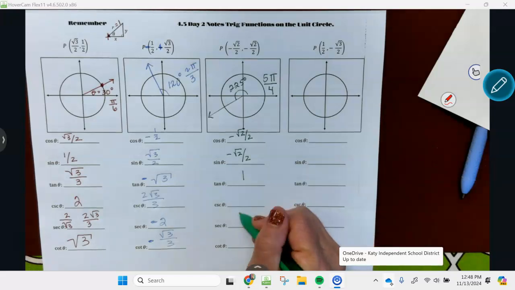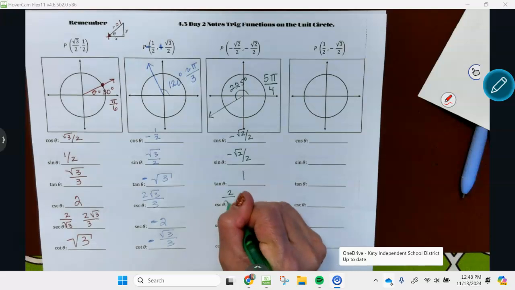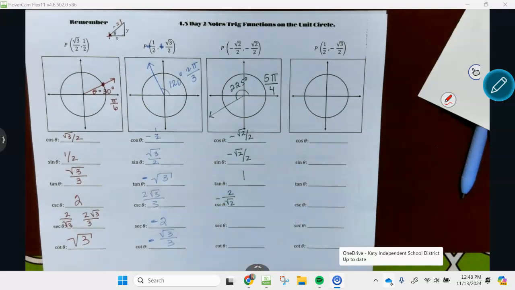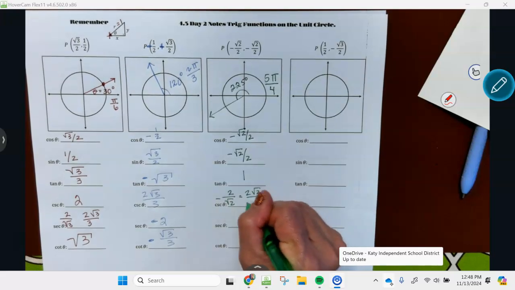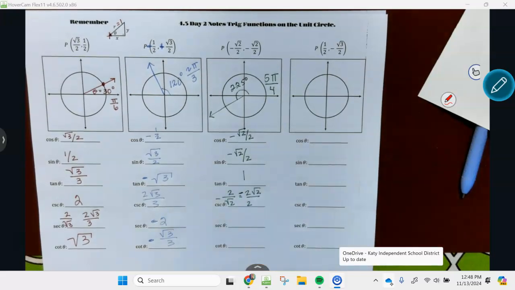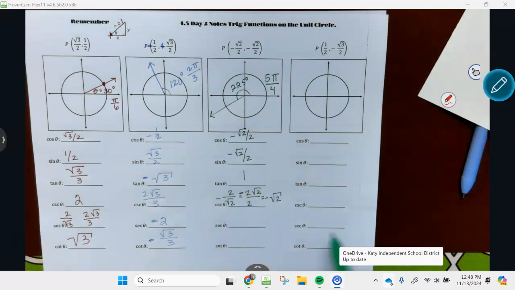All right, y'all, let's flip this stuff upside down. So this is going to be 2 over root 2. It's negative. We're going to have to rationalize. So that's going to be 2 root 2 over 2. What does that turn into? Negative root 2. So easy. What's secant? Negative root 2. Same thing. Negative root 2.